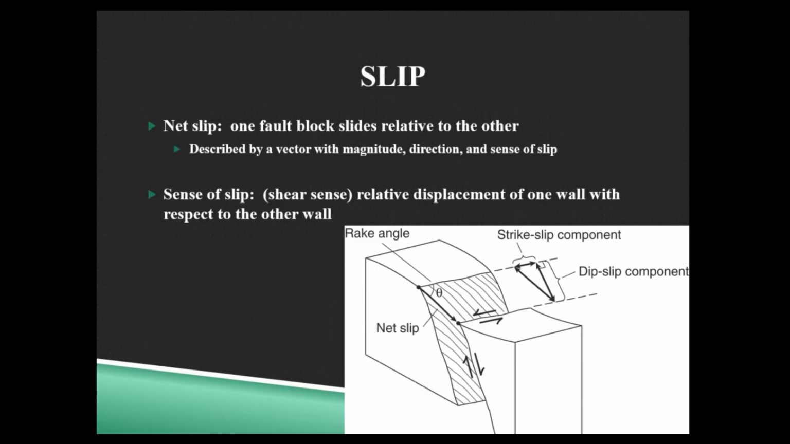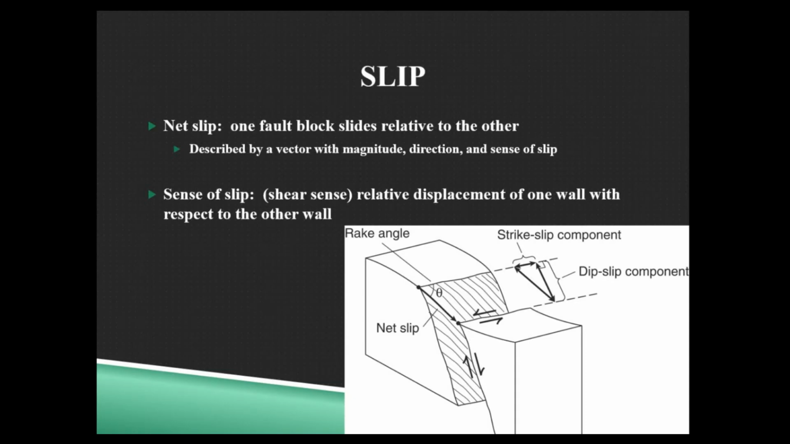Slip is the displacement. It's the motion. If one fault block slides relative to another, whether there's up-down slip, side-to-side slip, both, the total motion is called net slip. And we can describe this with a vector, with a magnitude and direction, giving us the total sense of slip. The sense of slip is that relative displacement.